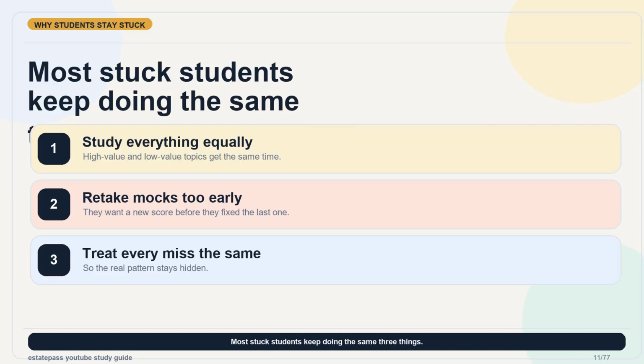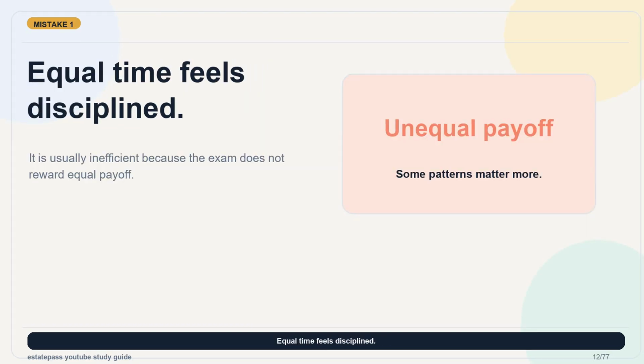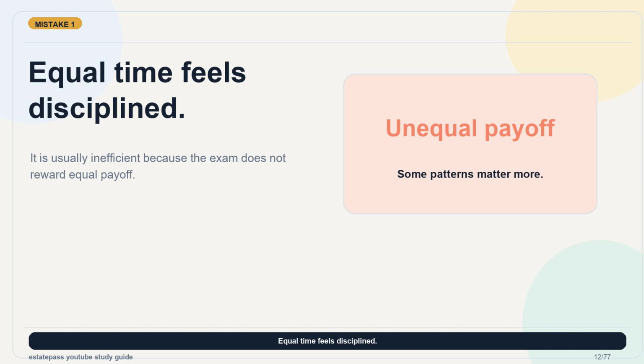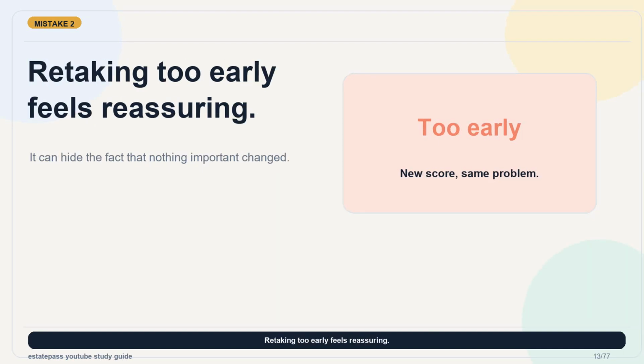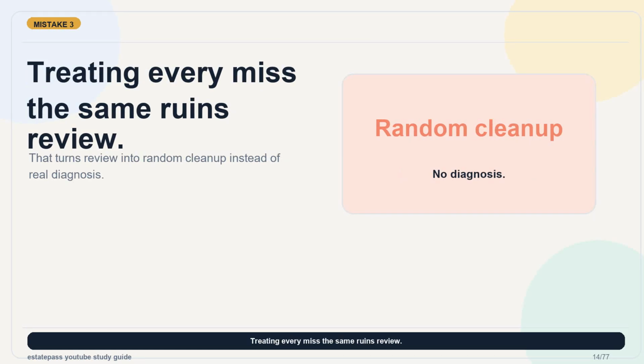Most students keep doing the same 3 things: studying everything equally, retaking mock exams too early, and treating every wrong answer the same. The first mistake is studying everything equally. The second mistake is retaking mock exams too early. The third mistake is treating every wrong answer the same.